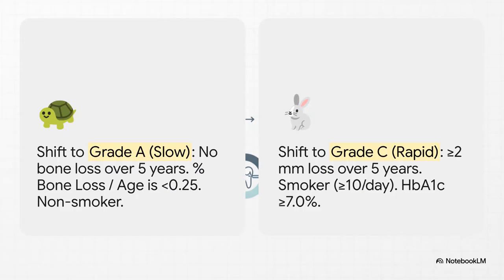First, you've got the actual rate of progression. If you have old x-rays, you can measure it directly. If not, you can estimate it with that clever bone loss to age ratio. But second, and just as powerful, are the grade modifiers. We're talking about major risk factors, like smoking 10-plus cigarettes a day, or a diabetic patient with an HbA1c of 7% or higher. The presence of factors like these can automatically bump a patient into grade C, flagging them as high risk.